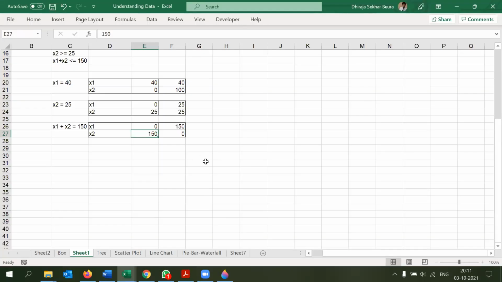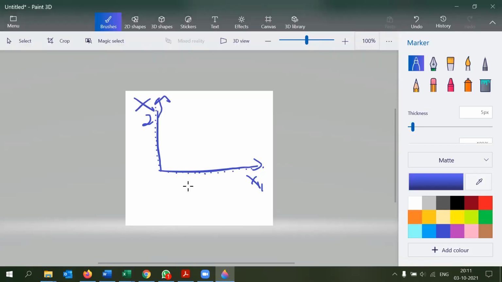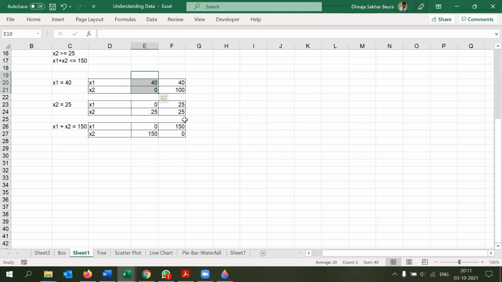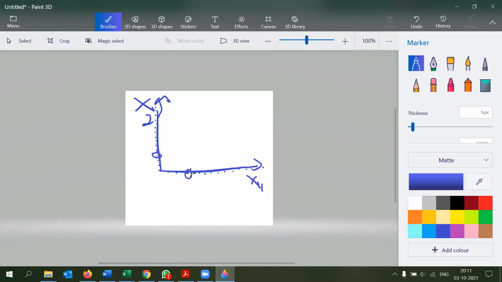So how to point? Let's see. x1 and x2 are 40 and 0. Where should it lie? Can you tell me how to see? 40 and 0, so here only, on the 0 axis, right? It should be x1, this one. The moment it says 40 for x1, you go by 1, 2, 3, 4 in the x1 line. And 0 for x2, so there is nowhere to go.